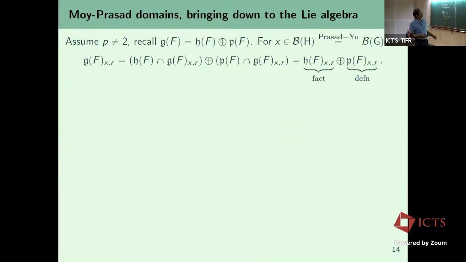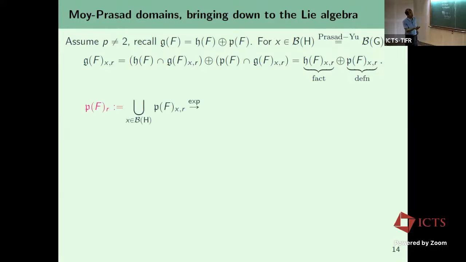Okay, so again we have Moy-Prasad domains here. So recall that 𝔤(F) was 𝔥(F) plus 𝔭(F), and the building of H can be identified as the θ-fixed points in the building of G by the work of Prasad and Yu. Okay, and when p is not equal to 2, you can show that this decomposition respects the Moy-Prasad filtrations for points inside B(H). Okay, so if you intersect 𝔭(F) with 𝔤(F)_{x,r}, whatever you get, you define it to be 𝔭(F)_{x,r}. So you get analogs for symmetric spaces of Moy-Prasad filtration sublattices.